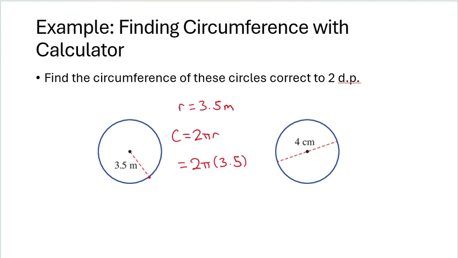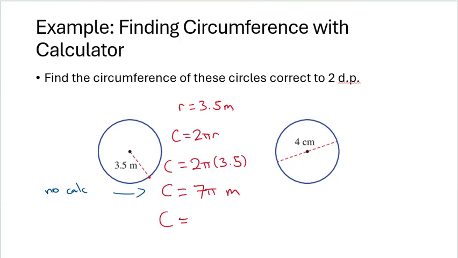If this test was done without a calculator, the numbers would be something you could work with. You just remember 3.5 here, and you multiply this by 2. You end up with 7 because you're just doubling 3.5. So 7 pi meters. So C equals 7 pi. If you were no calculator, this is the no calculator answer.